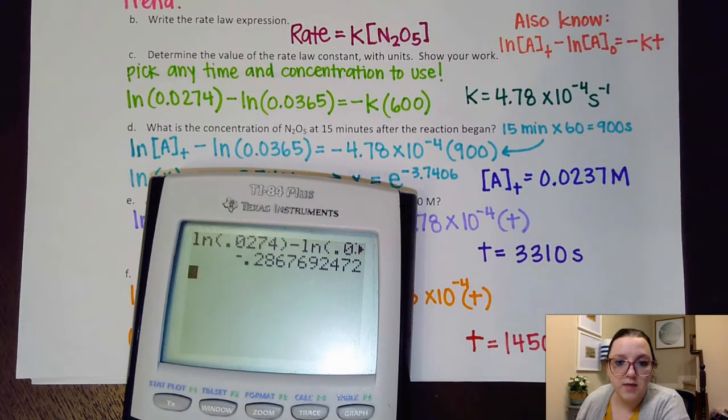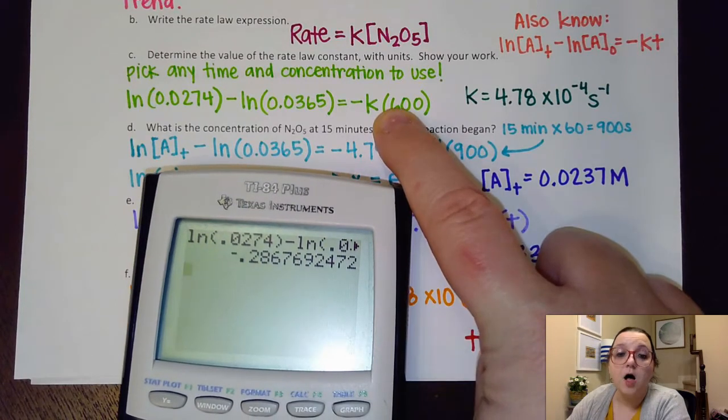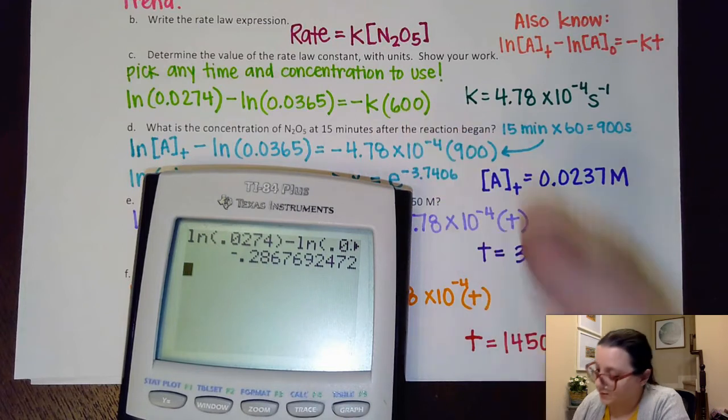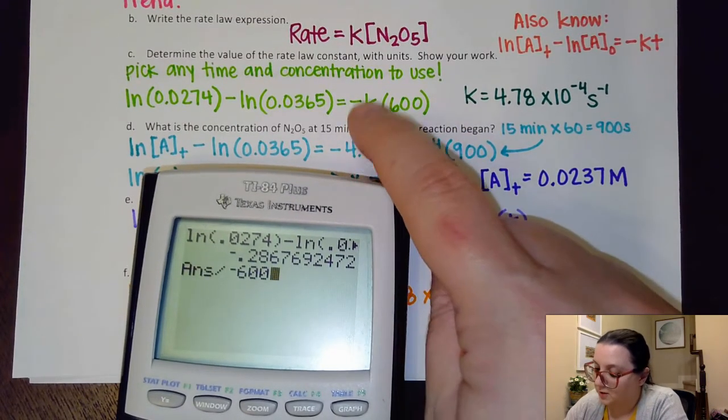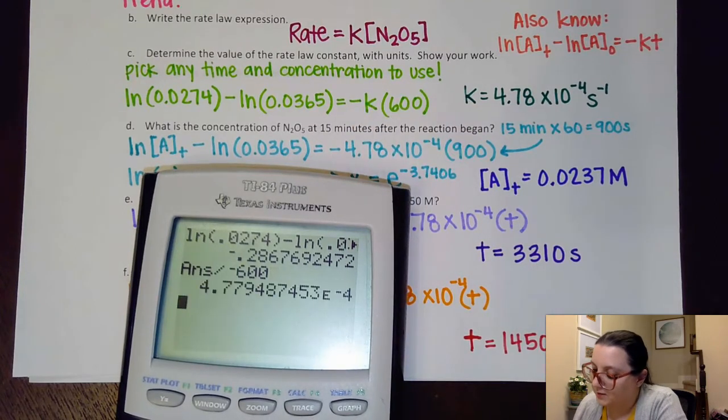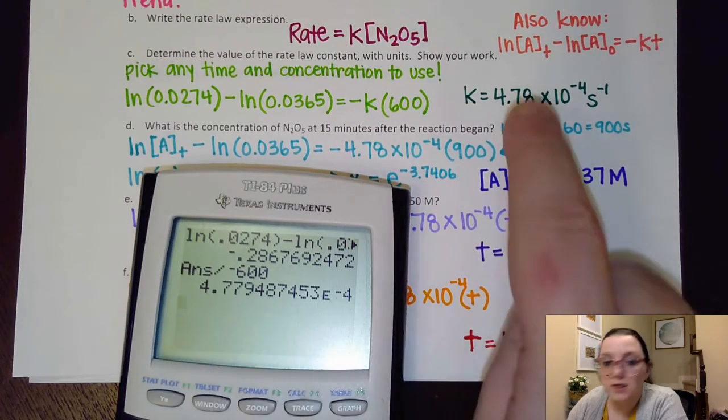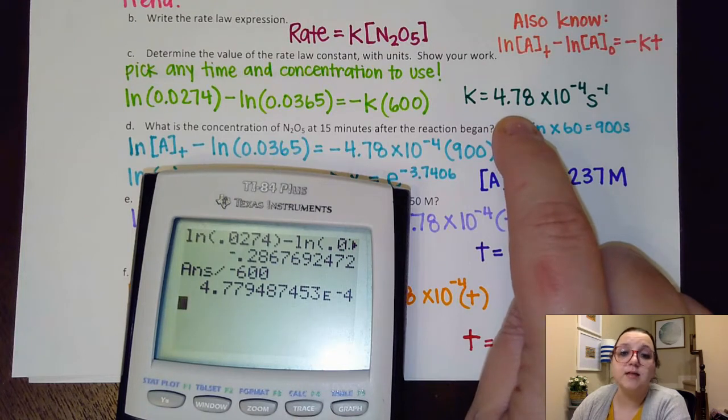So I'm going to get an answer for that. And then what I want to do is I want to get the k all by itself. And so I want to divide by a negative 600. So don't forget to get rid of your negative as well there. And when I do that, that gets this value here, which I've rounded to 3 sig figs at 4.78 times 10 to the negative fourth.